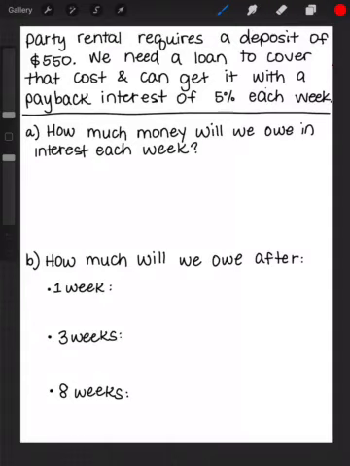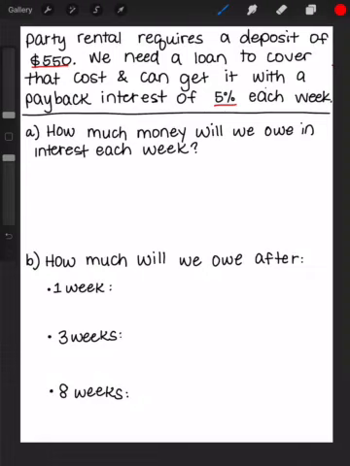So it says the party rental requires a deposit of $550. We need a loan to cover that cost and can get it with a payback interest of 5% each week. So not only would we have to pay back the principal, which is $550, we would also owe an additional 5% each week. And what we're working with is actually called simple interest. So that 5% is only going off of the initial amount, that principal amount, which is $550. So it doesn't recalculate each week.